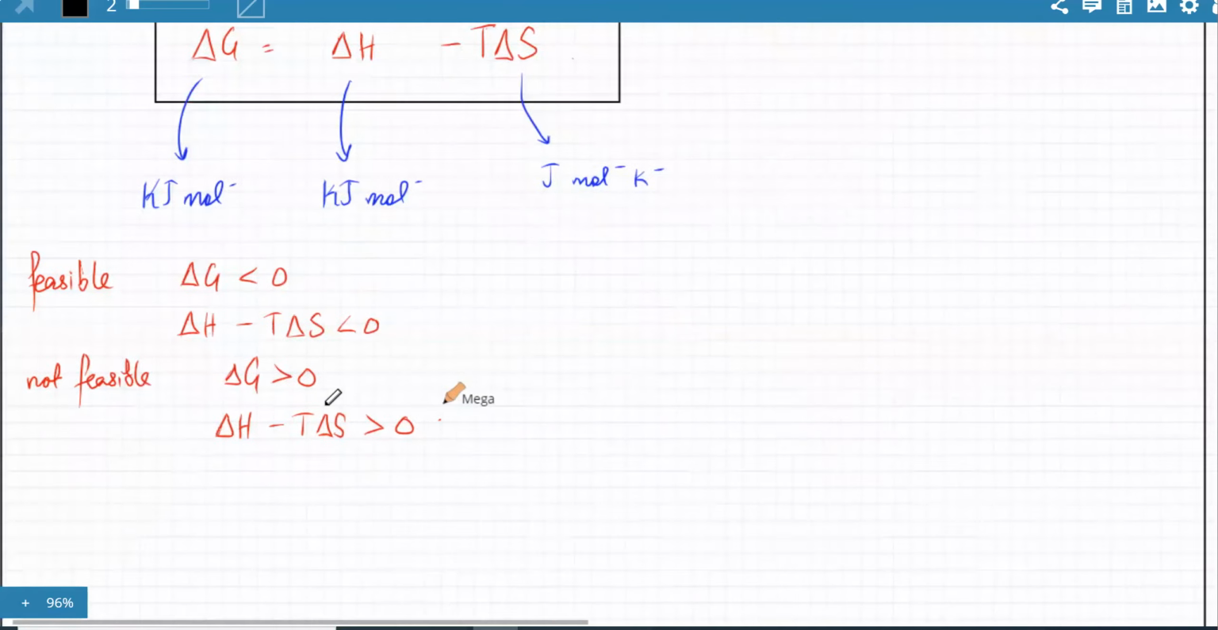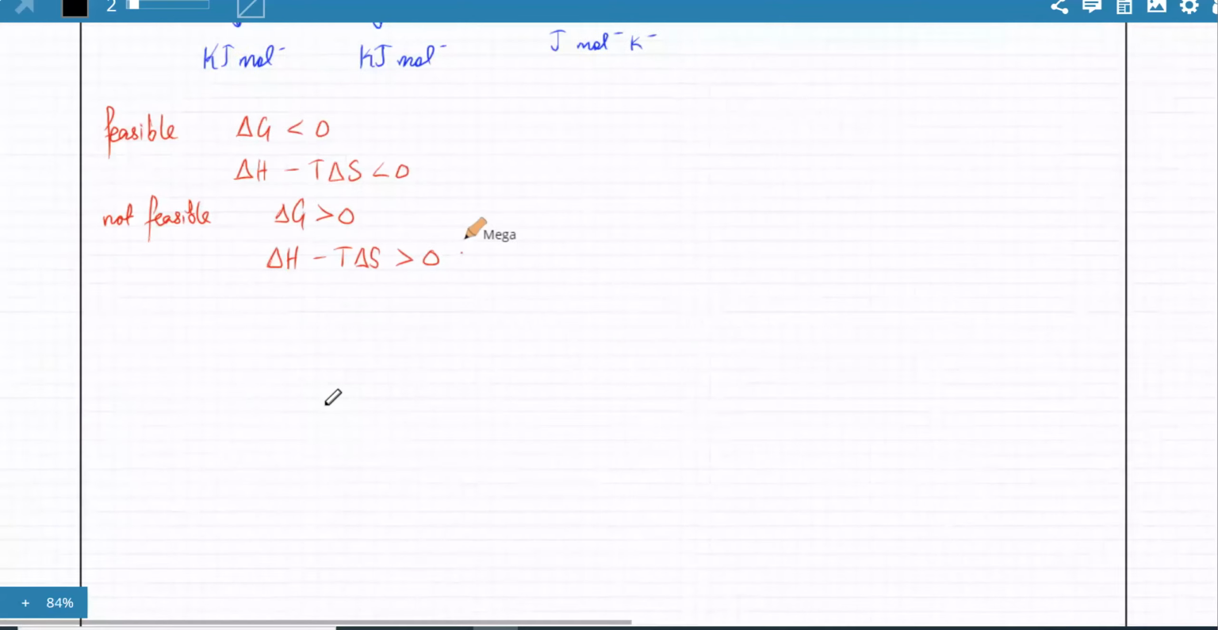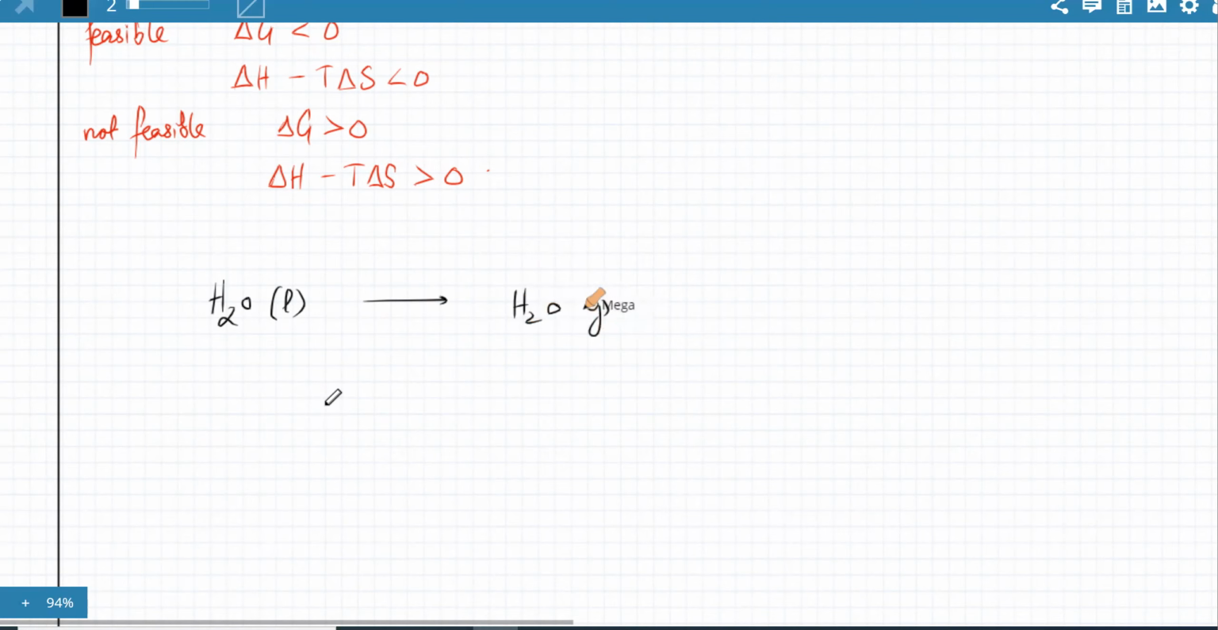So I'm just going to do one question qualitatively, and I'm going to talk about this. I'm going to take a simple reaction and we're going to try and solve for this. There's a reaction that's happening, H2O liquid turning into H2O gas. Reactions are not feasible all the time. There are certain conditions and certain temperatures at which reactions are feasible. Can you tell me exactly at what temperatures this reaction is feasible?